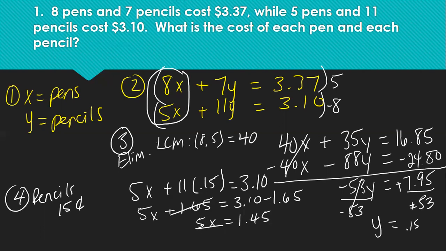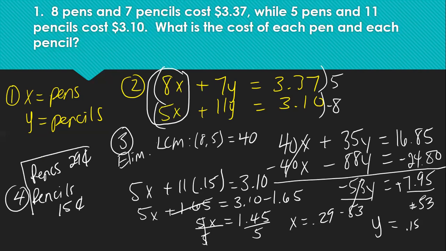What is 1 and 45 hundredths divided by 5? No, it's cents. So what does this X represent? Pens. So we know pencils cost 15 cents and pens cost 29 cents. Okay, on this next one, go for it.